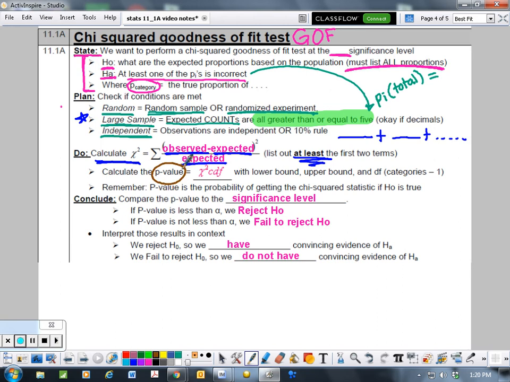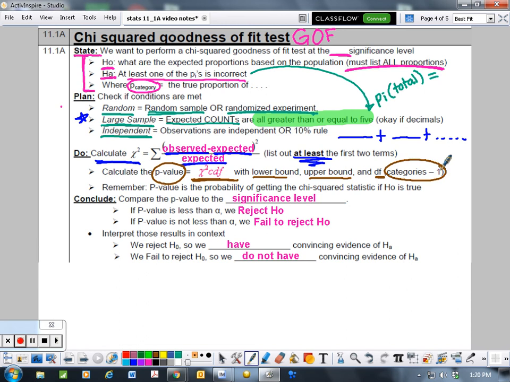And p-values are our probability values, and we always use our CDFs. So if it's a z-test, we use a normal CDF. If it's a t-test, we do t-CDF. And because this is a chi-squared test, we're going to do a chi-squared CDF. And we're going to have a lower bound and upper bound and a degrees of freedom. Now, since our degrees of freedom is based on our categories, we calculate that by categories minus 1.